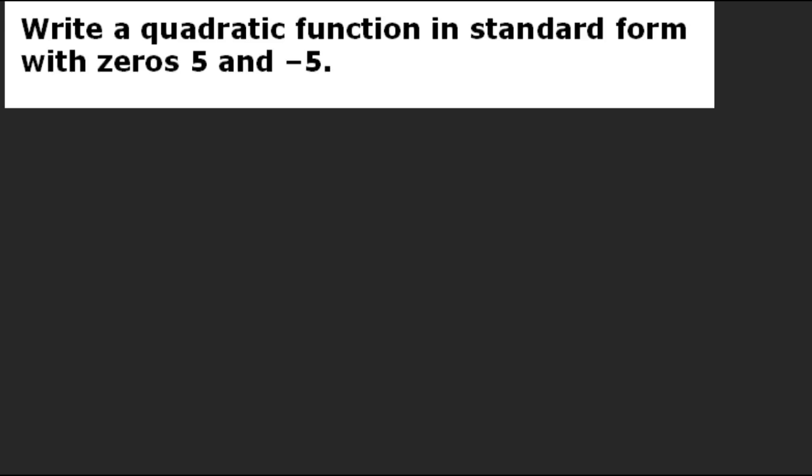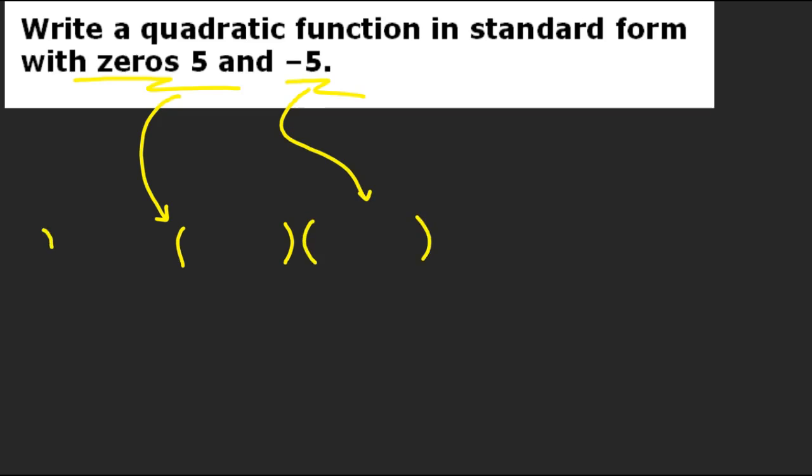This is working backwards. Let's say we have a quadratic function in standard form, but it gives me the zero of 5, and it gives me a zero of -5. So if 5 is a zero, then what is a corresponding factor? And if -5 is a zero, what's a corresponding factor? We're just working backwards. Anyone? X minus 5, good. And if -5 is a zero, then x plus 5 is a factor.